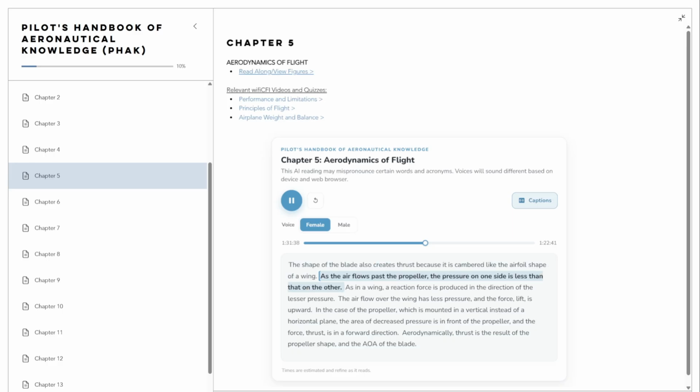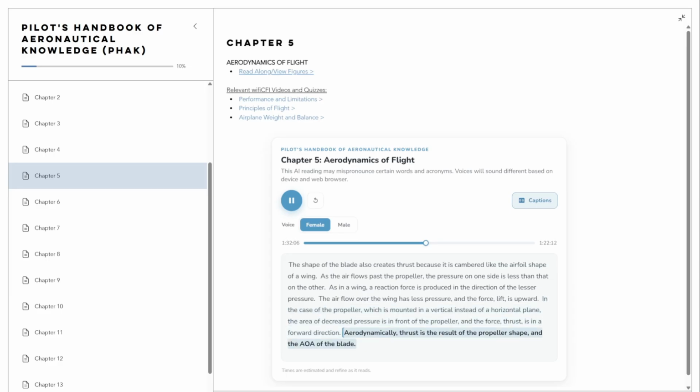As the air flows past the propeller, the pressure on one side is less than that on the other. As in a wing, a reaction force is produced in the direction of the lesser pressure. The airflow over the wing has less pressure, and the force, lift, is upward. In the case of the propeller, which is mounted in a vertical instead of a horizontal plane, the area of decreased pressure is in front of the propeller, and the force, thrust, is in a forward direction.